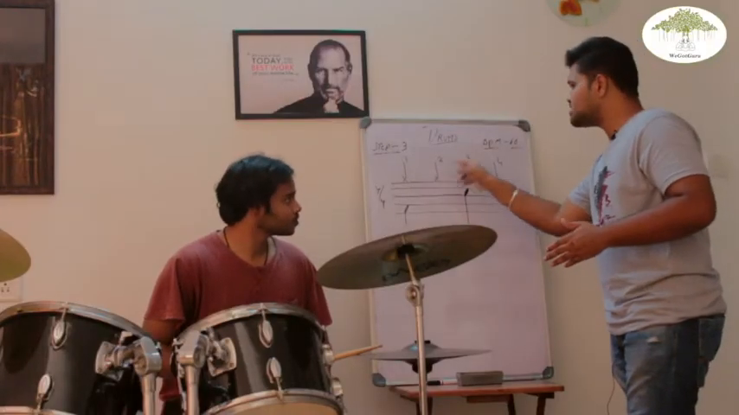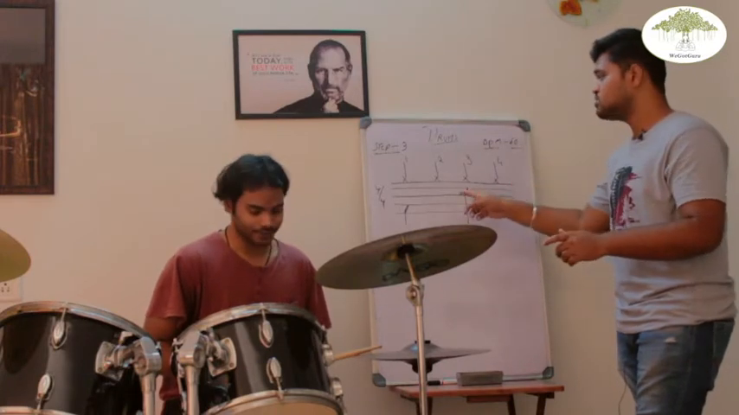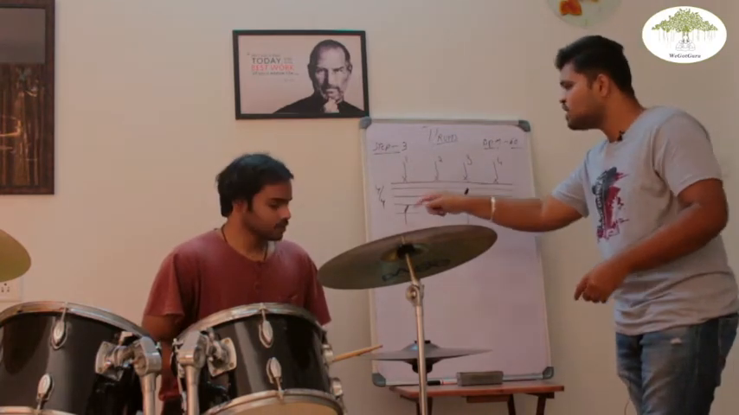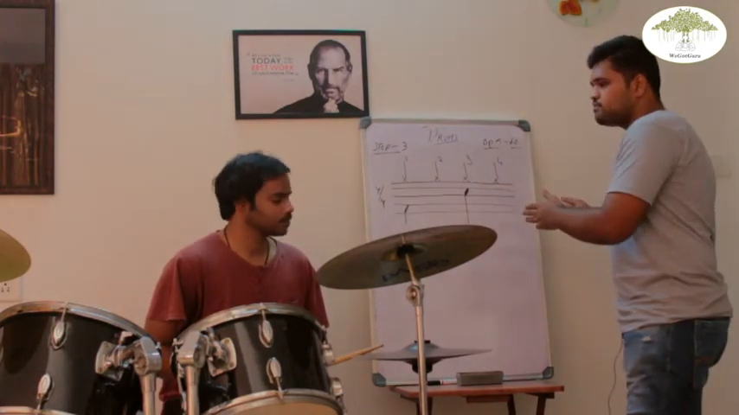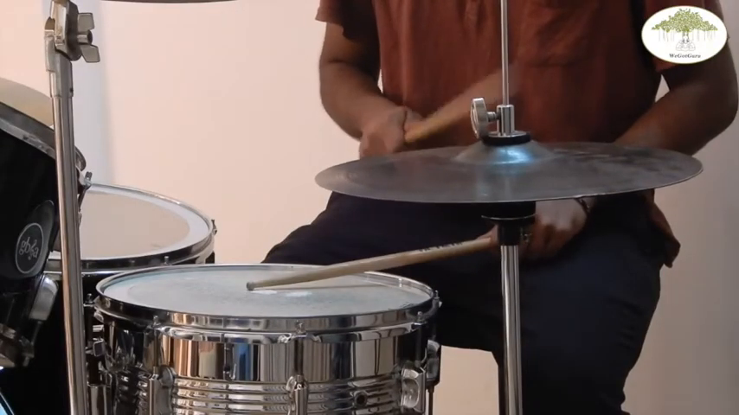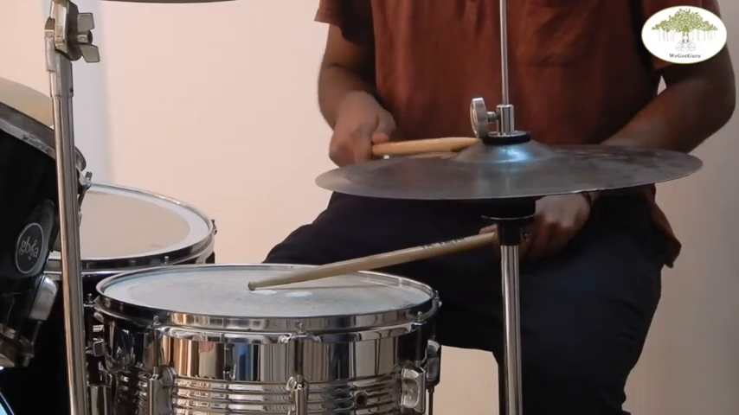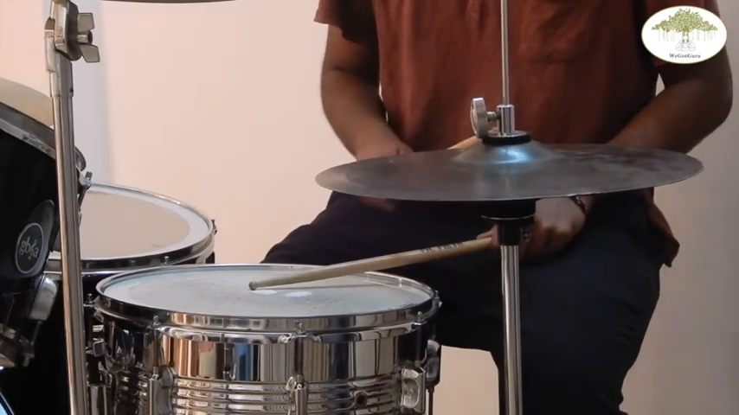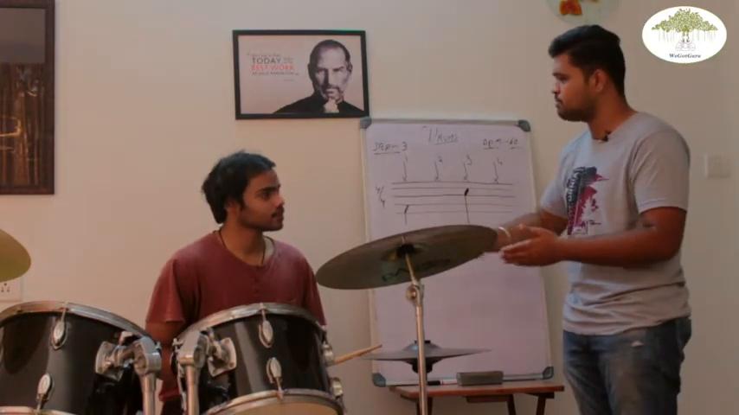Play the first count and the second count. 1, 2. No, the 2 is not a snare. We have to play the snare on the third count. Okay, only the first 2 counts. 1, 2. That's all. Now, 3 and 4. 3, 4. That's all. Again, 1, 2. Correct. So just keep repeating the same groove many times.